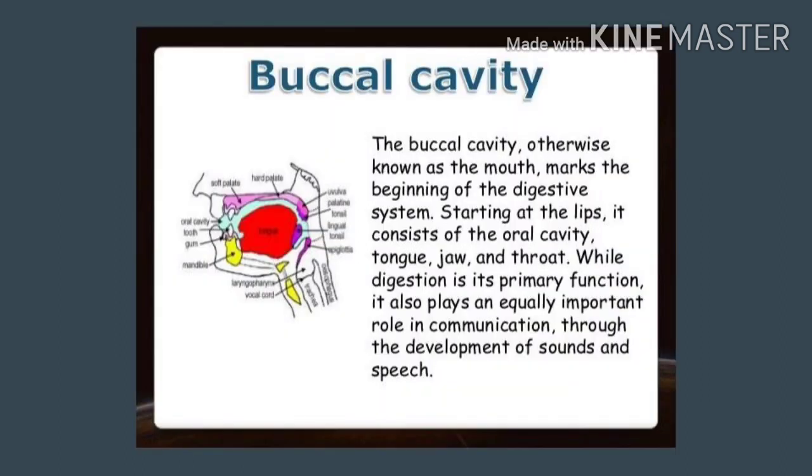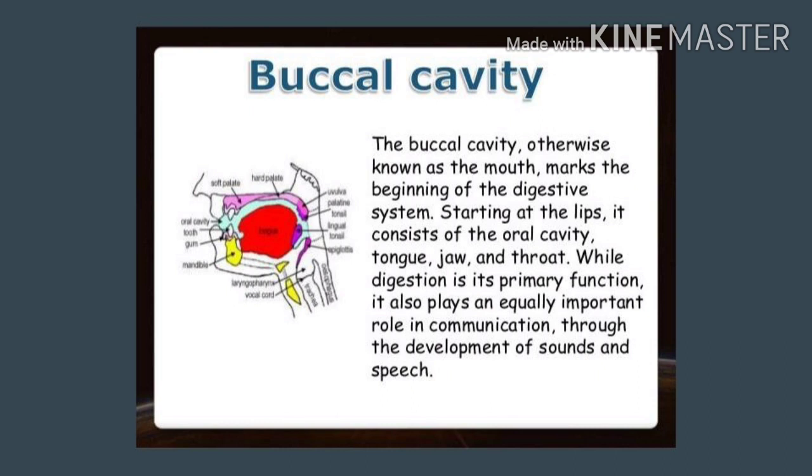So, the first part of the digestive system that we need to study is the buccal cavity. Do not make spelling mistakes in this one. The buccal cavity is also known as the mouth. The scientific name for mouth is buccal cavity. It marks the beginning of the digestive system. That is, this is the first place where your food goes in, that is through your mouth. So this is the initial part of the digestive system.